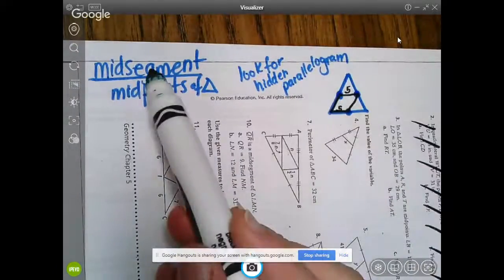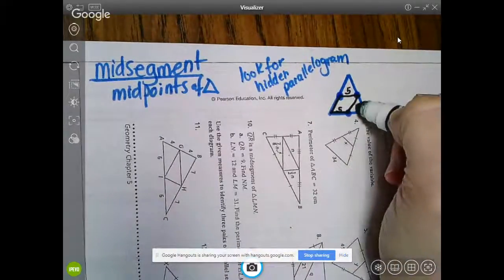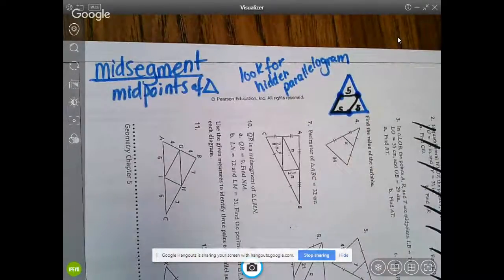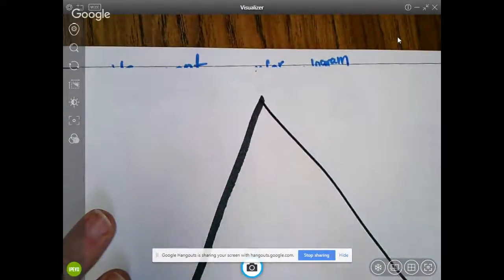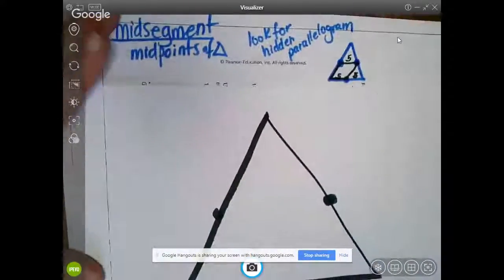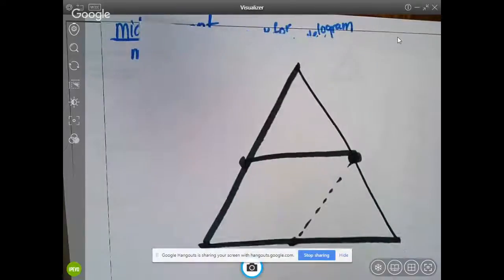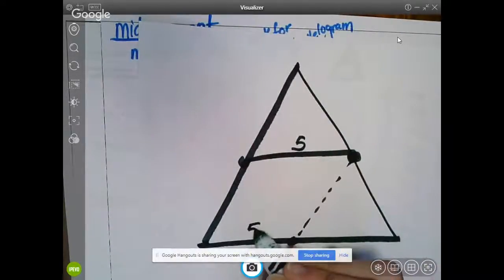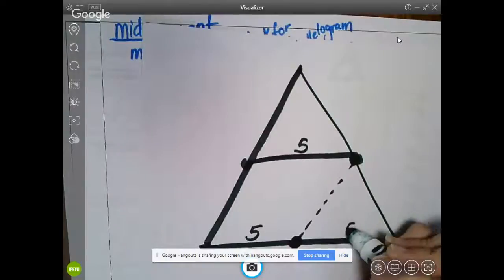And then because mid-segment means midpoints of triangles, if this is 5, this also has to be 5. So I'm going to get another piece of paper and draw the triangle bigger just so you can see what I'm talking about. Here are our midpoints. Here's my hidden parallelogram. All I'm saying is that if this is 5, this has to be 5 because opposite sides of a parallelogram are congruent. If this is a midpoint and mid-segments deal with midpoints, this also has to be 5.